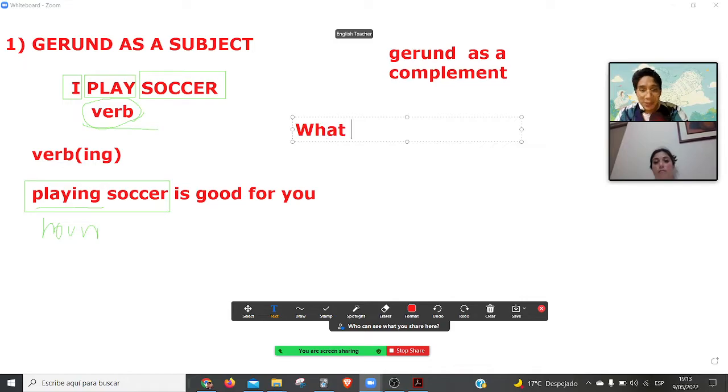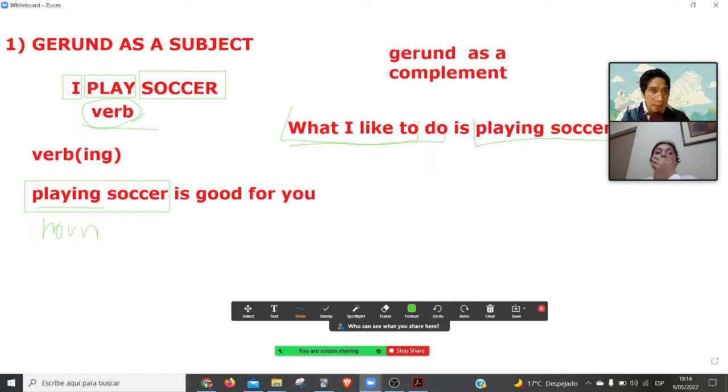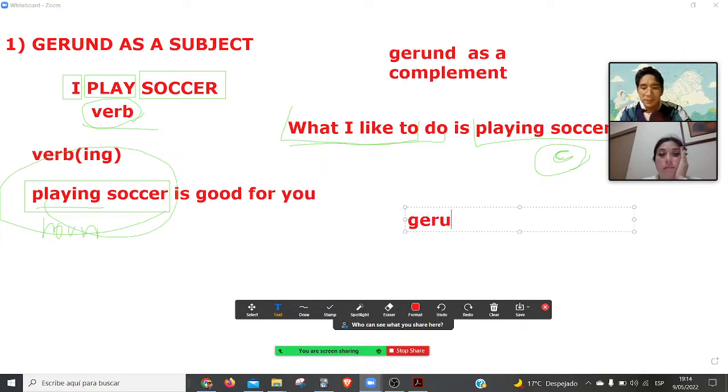What I like to do is playing soccer. Focus on this. In this case, which one is the subject? What I like to do. You got it? What I like to do is the noun, and playing soccer is the complement. Okay, did you understand? Noun, complement.